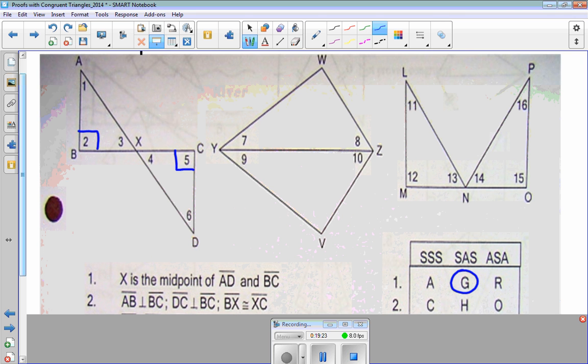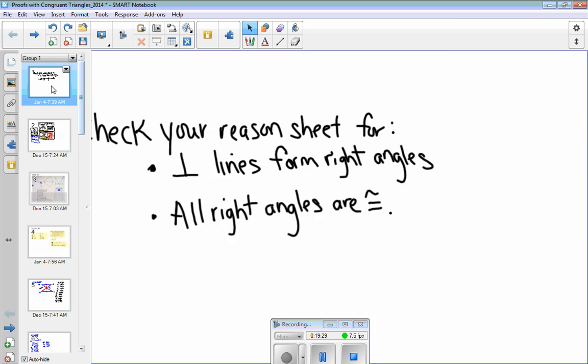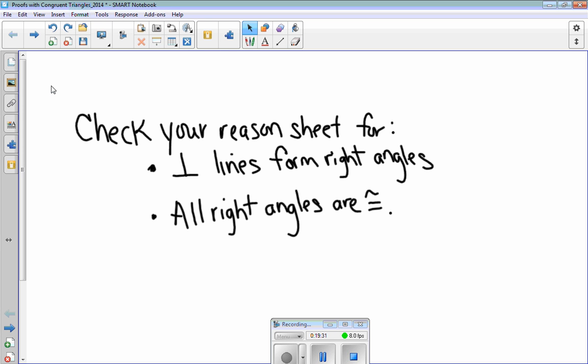So can you guys get out your reason sheet for me? We need to make sure that information is in your reason sheet. So both of these things, if you would, double check that they're there. I'm not sure we've added it. Would you look at your reason sheet and see if those things are there? Perpendicular lines form right angles. Do you see that anywhere? Do you see all right angles are congruent?